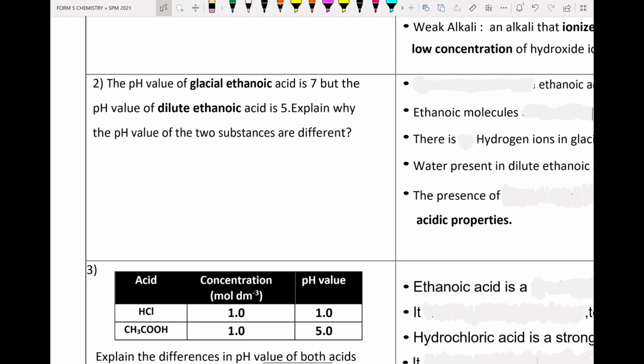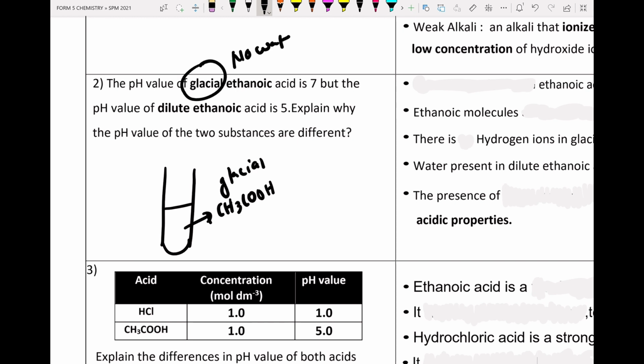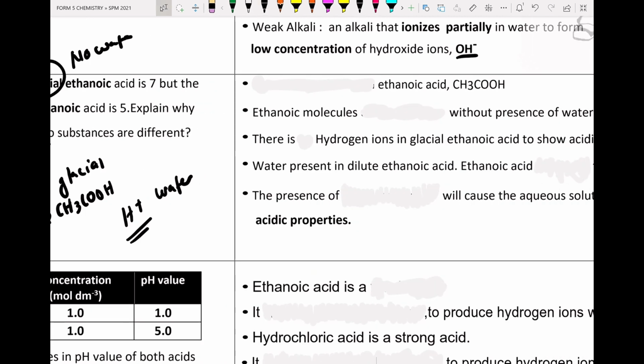Okay, question number 2. The pH value of glacial ethanoic acid is 7, but the pH value of dilute ethanoic acid is 5. Explain why there is a difference in the pH value. When I take ethanoic acid, CH3COOH, then we put glacial. Remember, glacial means no water. Without water, the pH value remains neutral. So when we add water, only then ionization will occur, and there are hydrogen ions to show the acidic properties. So acid only ionizes in the presence of water. Water is a very important solvent to ionize the acid.